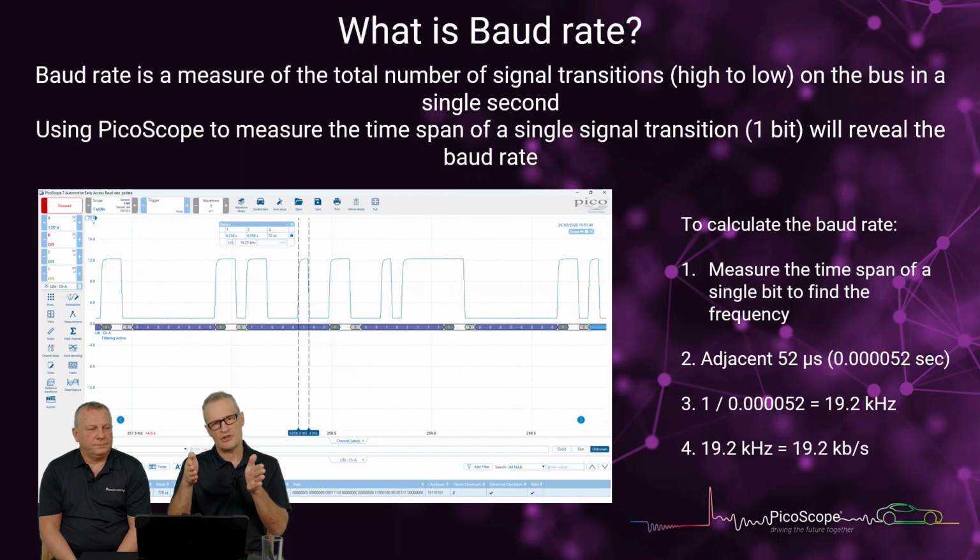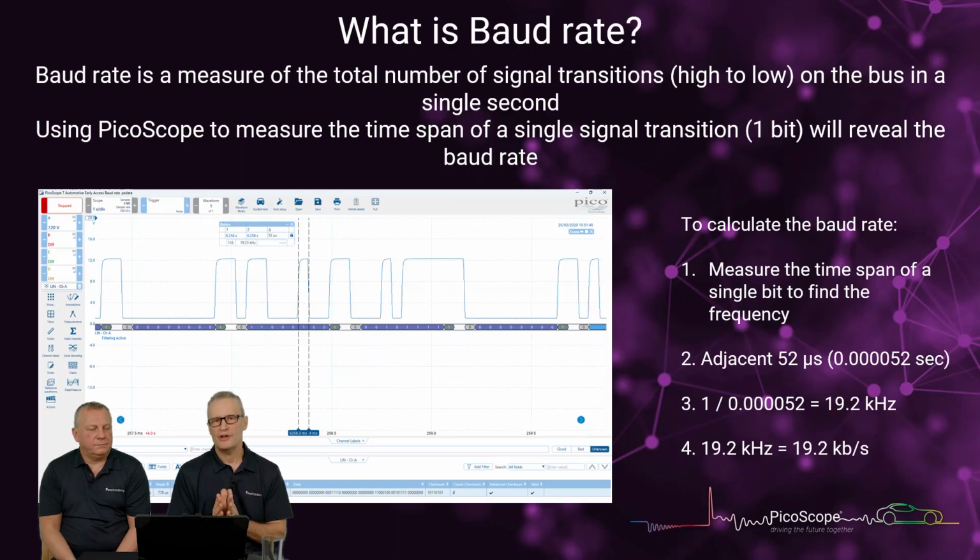If we look at a pulse train of signals, voltages high and low, if we choose the smallest bit, the smallest pulse, and measure the width of that, we place that value, whatever that width is, under 1 over. So in this case we've measured the smallest bit here using PicoScope at 52 microseconds. So 1 over 52 microseconds, which is 0.000052 seconds, gives us a frequency of 19.2 kilohertz. So in other words, 19.2 kilobits per second.